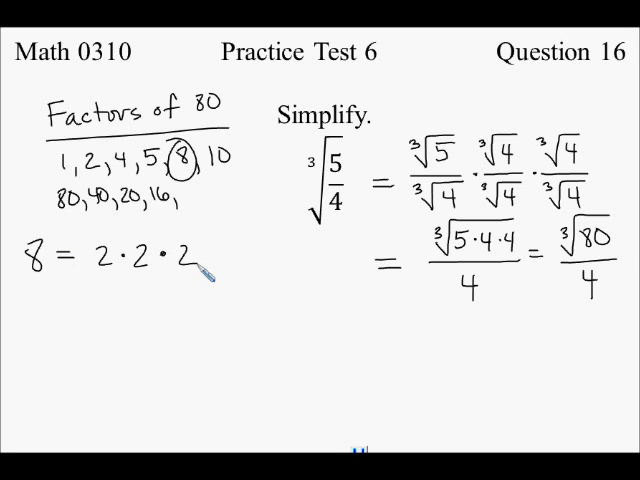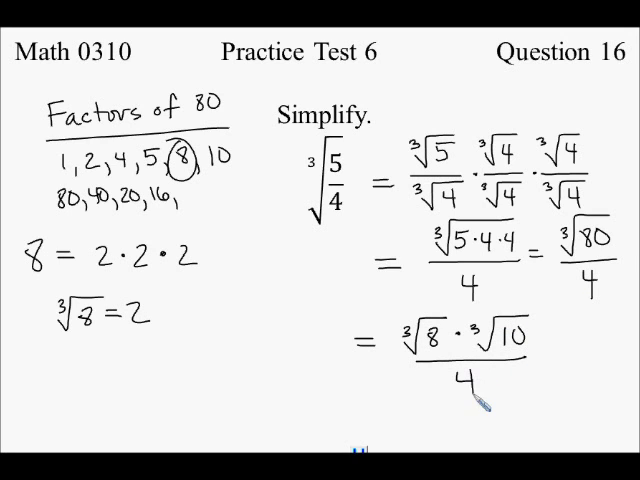So we know the cube root of 8. In other words, the cube root of 8 is going to be 2, because 3 copies of 2 being multiplied will give us 8. So let's go ahead and pull the 8 out and see if that helps us here. So that gives us the cube root of 8 times the cube root of, so we would need 8 times what would give us 80, and that's 10 there, over 4. Okay, so here we have the cube root of 8 times the cube root of 10 over 4.